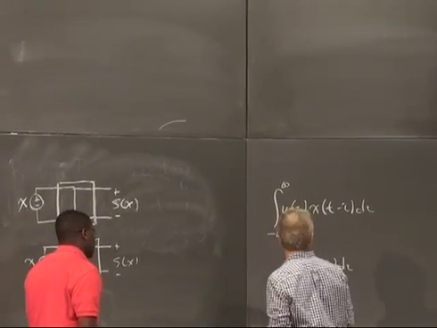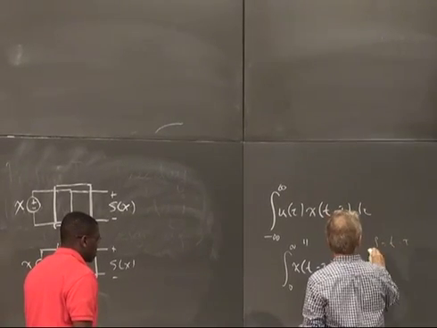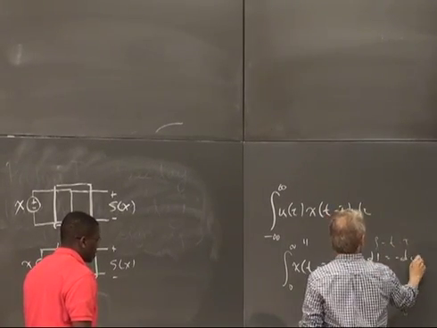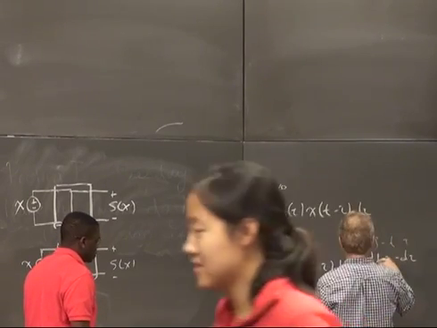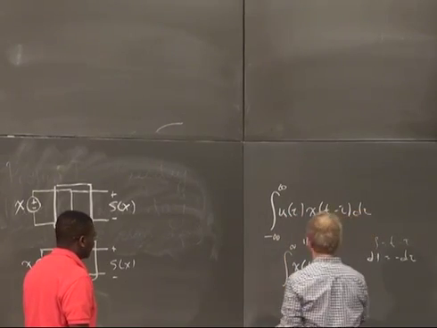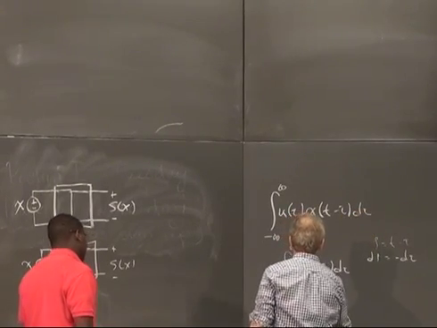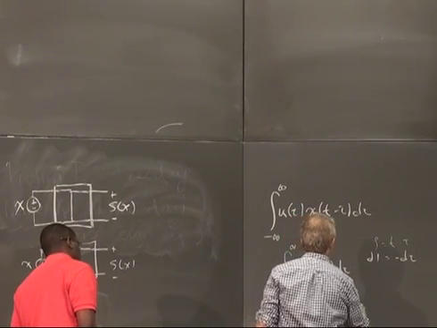Right? And now I'm going to let zeta equal t minus tau. Okay? So d zeta is minus d tau. And tau runs from 0 to infinity, means zeta runs from infinity to 0. So another minus sign comes in to cancel this one. So this equals integral from minus infinity to t of x of zeta d zeta.